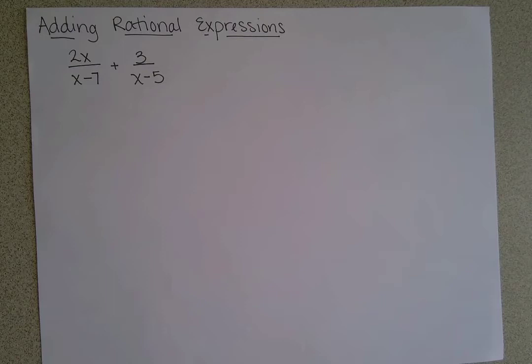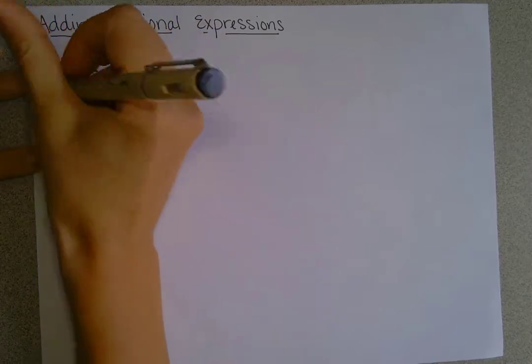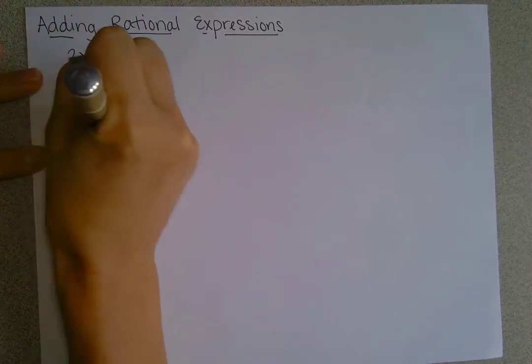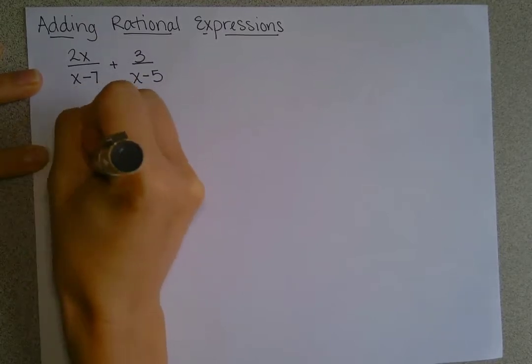In this video, I'll be adding two rational expressions that have an unlike denominator. First step is I'm going to write them vertically, just like I would a regular fraction.